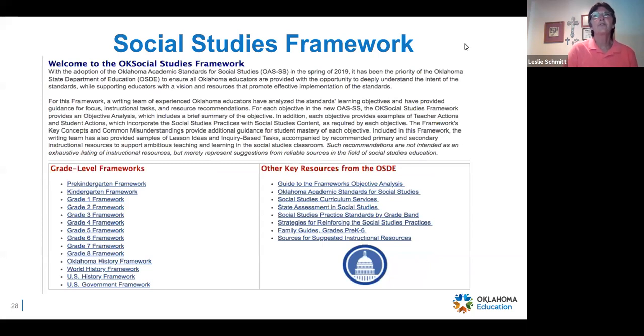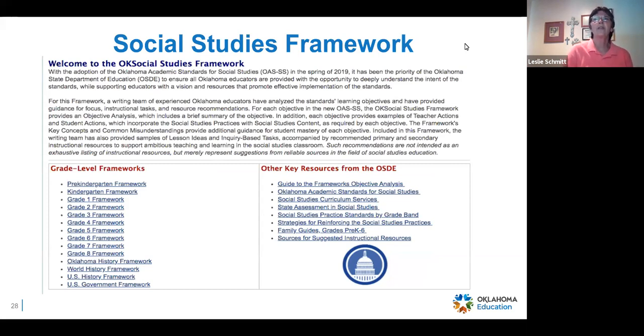Our brand new social studies framework, again, this came out a little less than a month ago, about 3 weeks ago. This is new on our Oklahoma State Department of Education website. The design is similar again to the previous frameworks. We've noticed the general explanation of the frameworks, and then our grade level frameworks for pre-K through 8th grade, and then breaking down the subject areas for junior high and high school.